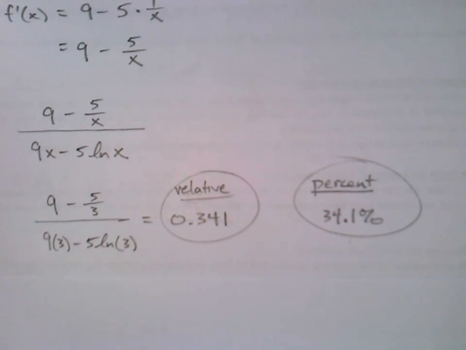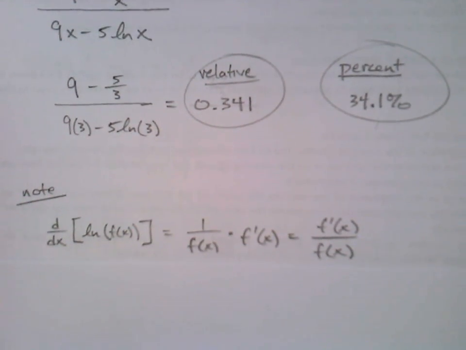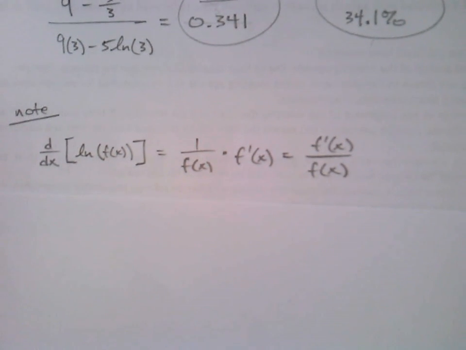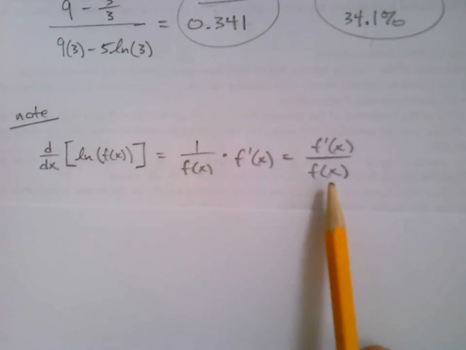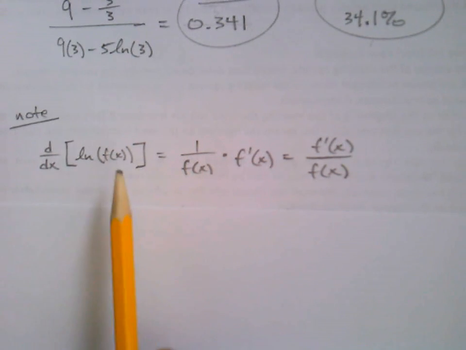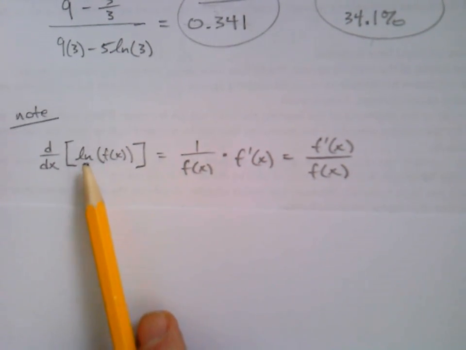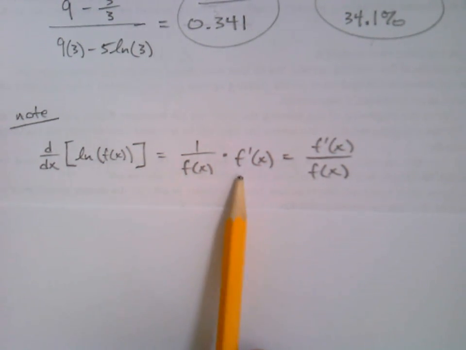One note I want to make just before we conclude this first video. You may or may not have realized that this formula, f prime of x divided by f of x, was actually the derivative of the natural log of f of x. Think about the chain rule. There's an outside and an inside derivative of natural log. We do 1 over f of x, but then we multiply it by the derivative of our inside.